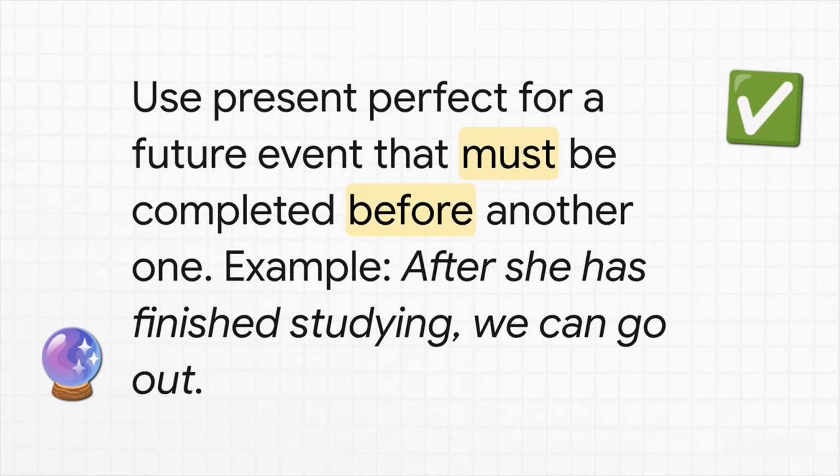Now, this next one might feel a little weird, but stick with me because it's actually really cool. We can use the present perfect to talk about the future. It happens in sentences with words like after, when, or as soon as. Look at this. After she has finished studying, we can go out for dinner. Now, obviously, she hasn't finished studying yet, but we use the present perfect here to show that action A must be completed before future action B can happen.